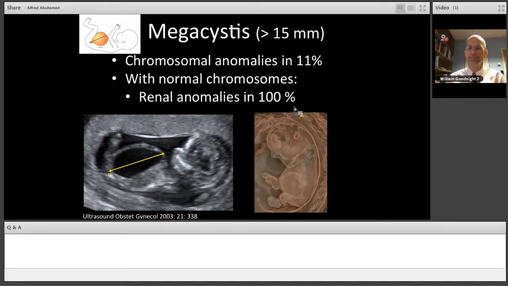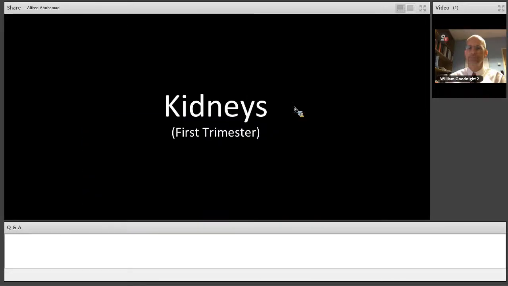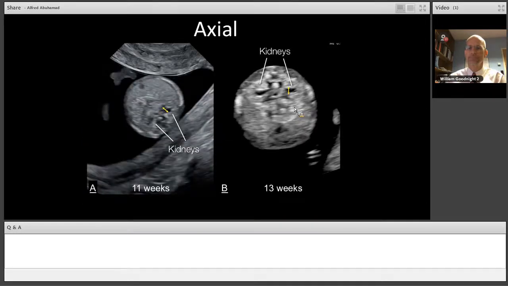This is the same fetus with the silhouette mode and showing you the bladder within the abdomen. So how about kidneys in the first trimester? You can see them in the same axial views that you see here around 11, 12, 13 weeks.